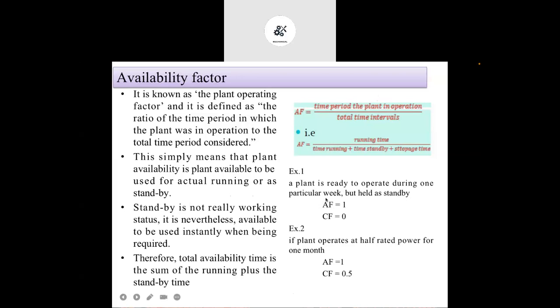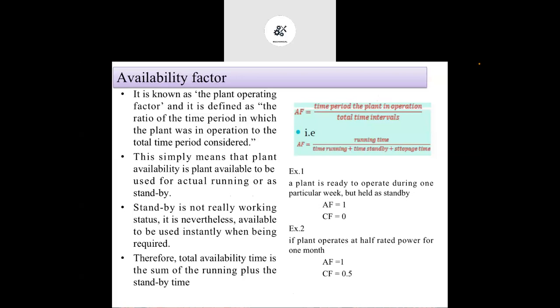Now if we consider a power plant which is ready to operate during one particular week but is held as a standby, in that case the availability factor is 1, but the capacity factor is 0. Because it is available for use, but the power it generates is not used. And if the power plant operates at half rated power for 1 month, in that case also the availability factor is 1, but the capacity factor is 0.5.